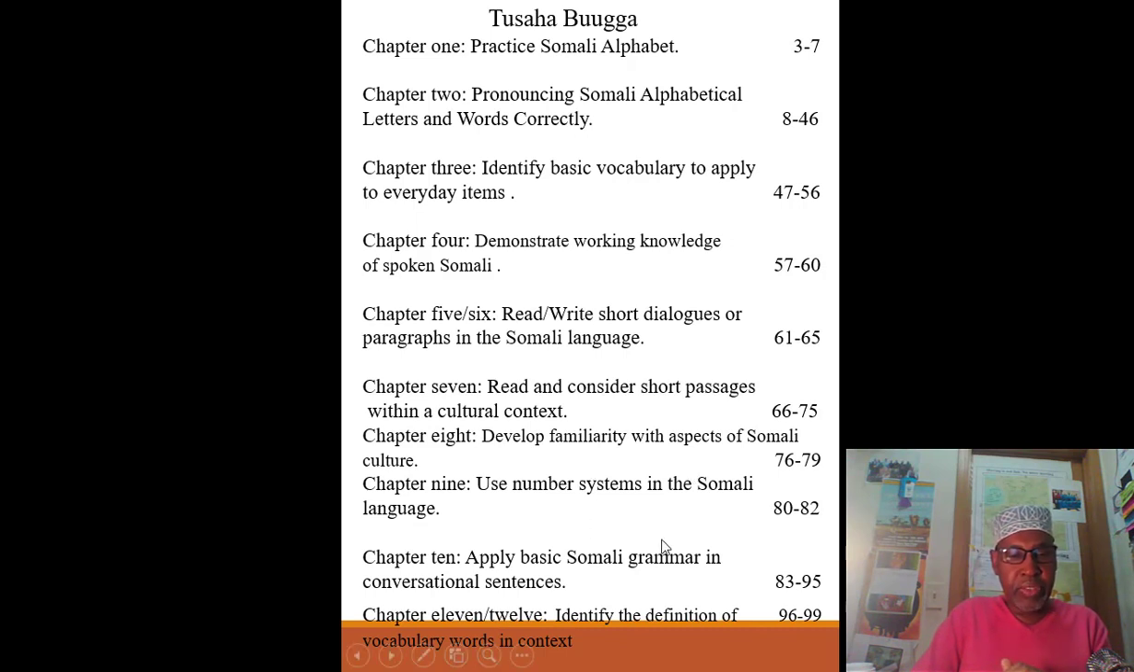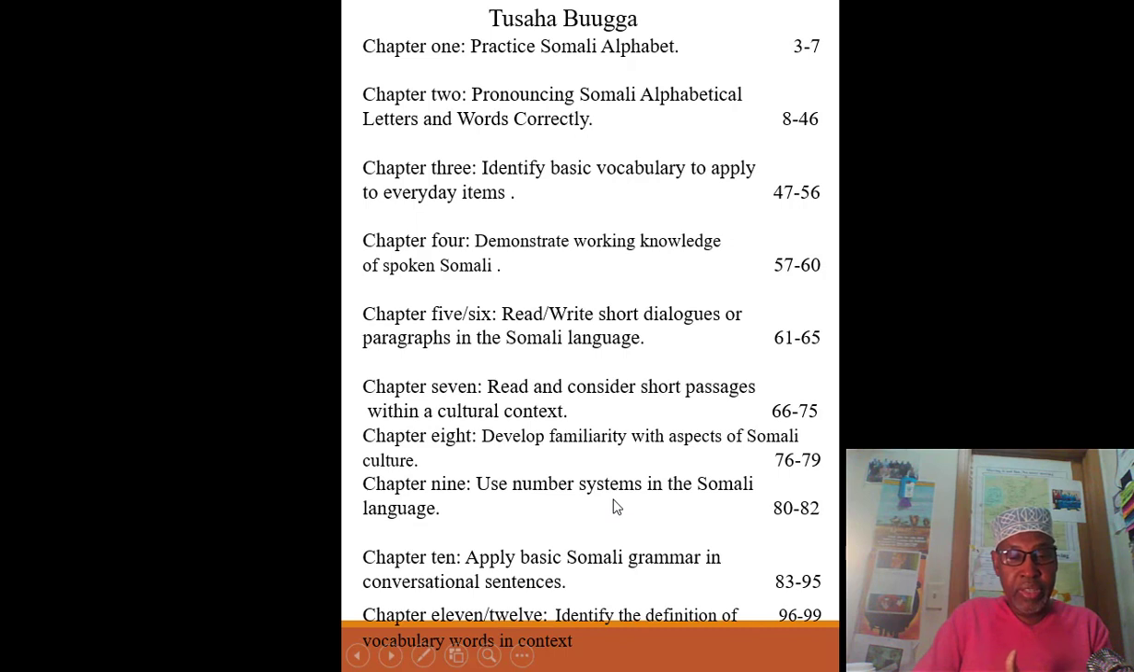Chapter 9, you will learn about the numbers and numericals. Numbers, okay. 1, first, 2, second, kobat, and that was called ko and kowale in Somali language. Kobat, labat, sadah, sadahat, and so on.